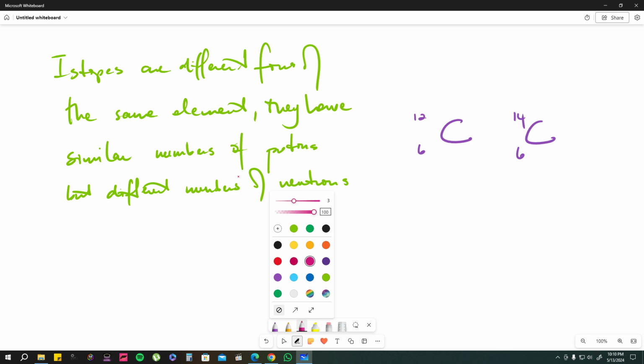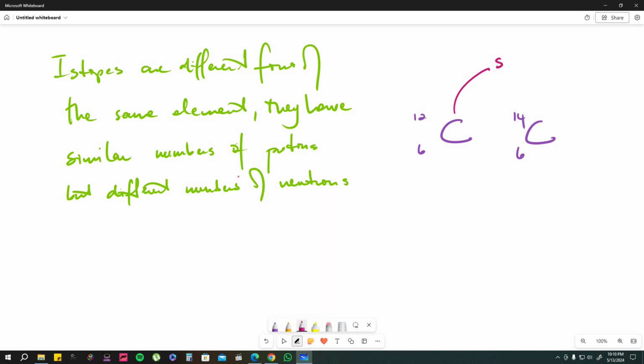Sorry for the dog barking, but this is the symbol of the element. This is the mass of the nucleus, or of the atom, essentially. And this is usually the number of protons. So, if we're looking at this atom, well, this one, carbon-12, we have a mass of 12 and 6 protons. Now, again, something has to be explained.